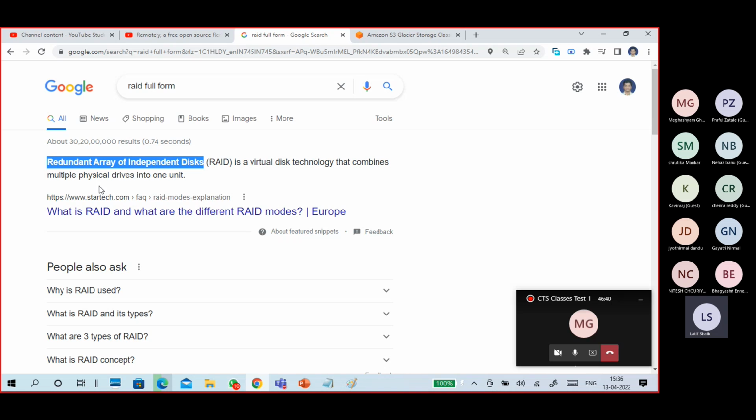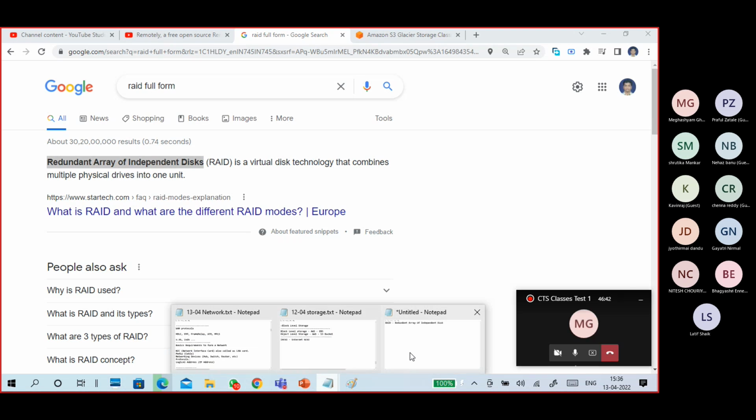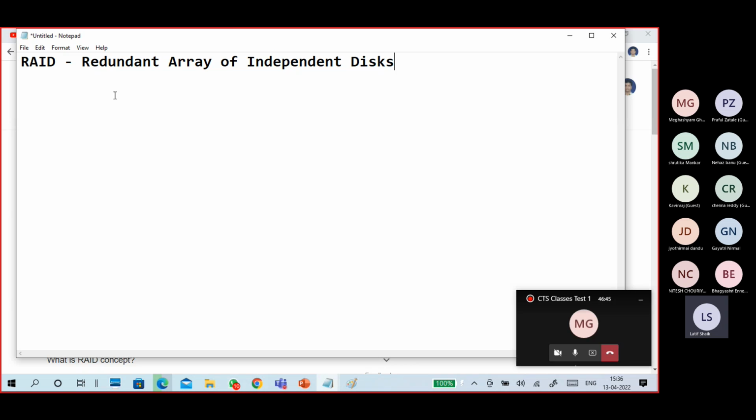It is also a virtualization concept only. Redundant array of independent disk or inexpensive disk. Two statements are there. Guys, RAID is a concept. You can implement the RAID concept using software and hardware. Usually in organizations they use hardware only. Hardware means there is a RAID controller. Using the RAID controller, they can create a RAID.